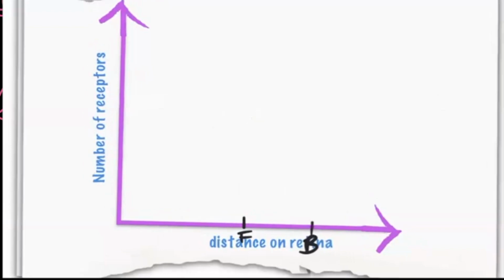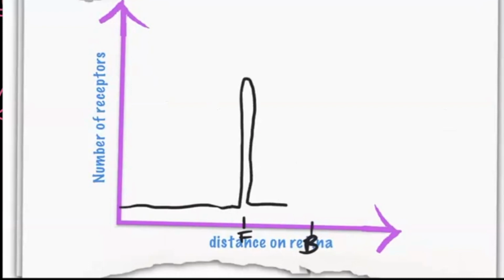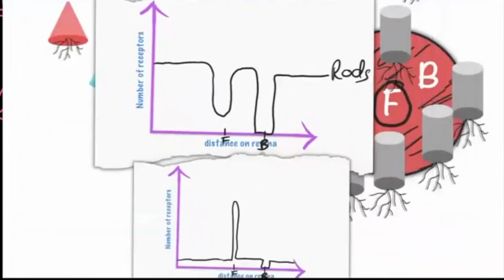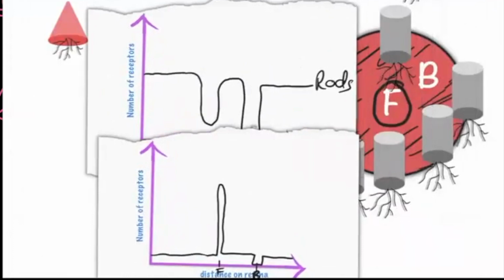What about cones? Cones have a different distribution. There are very, very few of them everywhere in your eye, except in the fovea, where there are a lot of them. And again, when I get to the blind spot, I get none of them. All right. So this is how rods and cones are distributed in your eye. And again, each has a different job: one for bright light and colors, and one for dim light.